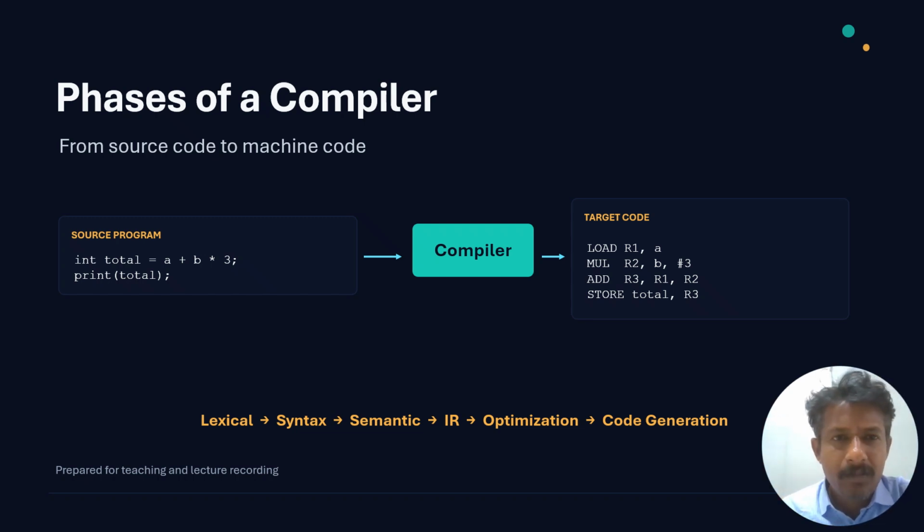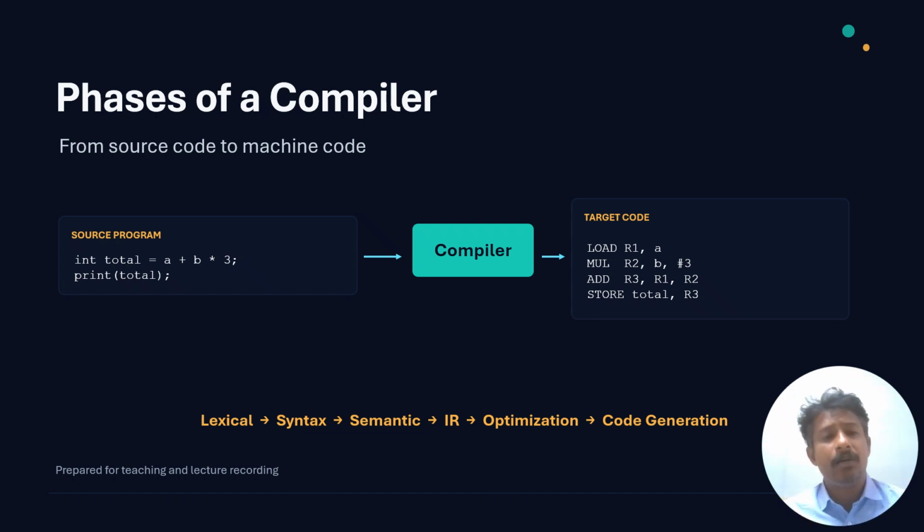We write a program in a high-level language like C, C++, or Java, but the computer cannot directly understand full programs like us. So the compiler converts our source program into target code or machine code instructions. Please think of a compiler like a language translator. We give one language as input and it gives another language as output. But it does not do that in one single step.